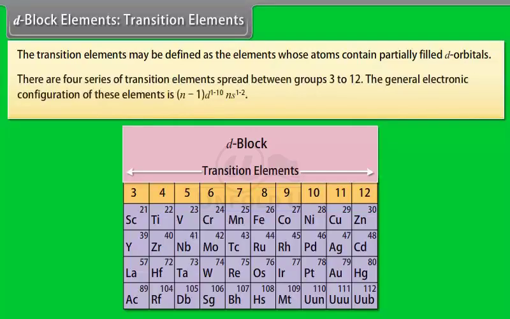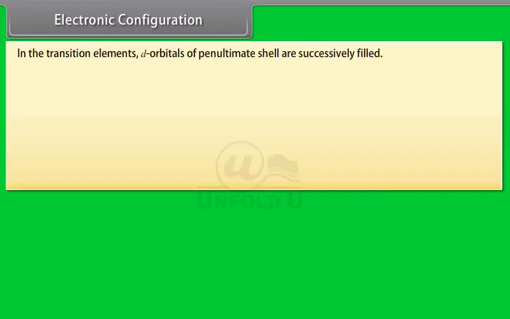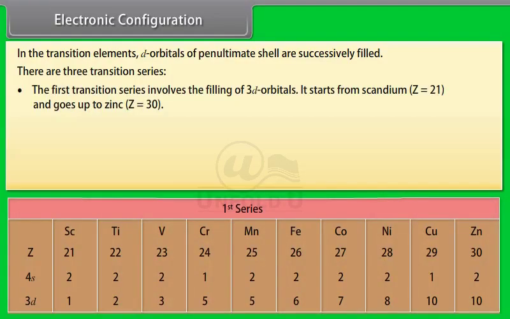There are 4 series of transition elements spread between groups 3 to 12. The general electronic configuration of these elements is (n-1)d1-10 ns1-2. Electronic configuration. In the transition elements, D orbitals of the penultimate shell are successively filled. There are 3 transition series. The first transition series involves the filling of 3D orbitals. It starts from scandium and goes up to zinc.